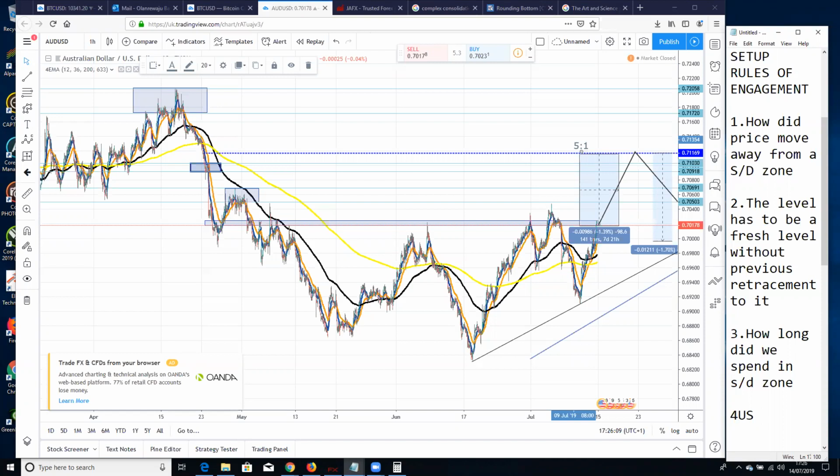Number 4, to increase the odds of success, we have to check the US dollar correlation. So if our trade is going to be successful, the US dollar must be rising by the time we get to this location. So the DXY must be rising by the time we get to this location. That would be another thing that we're going to consider finally to enter our trade.